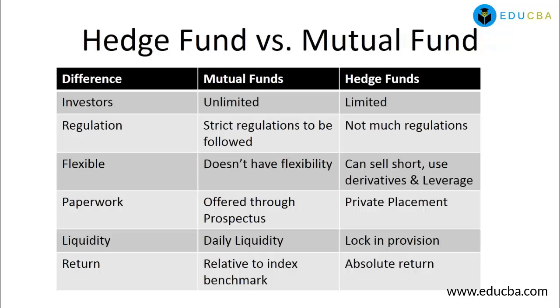In terms of paperwork, hedge funds are privately placed, whereas mutual funds are offered to the public through a prospectus. So issue of a prospectus is mandatory in mutual fund, but hedge fund does a private placement. Liquidity, you don't have liquidity in hedge funds. What I mean to say is there is a lock-in provision available.